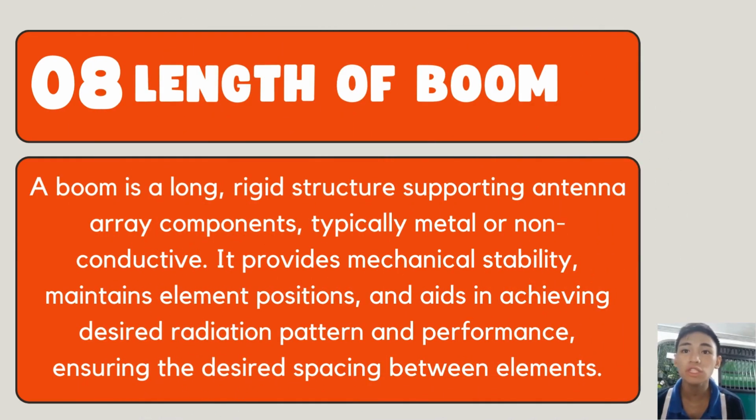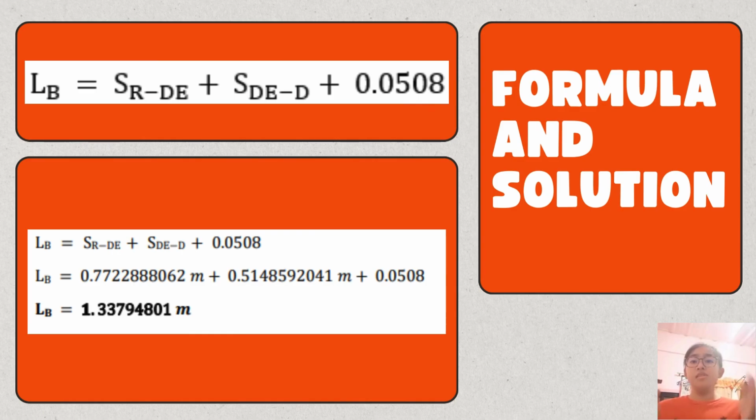A boom is a long rigid structure supporting antenna array components, typically metal or non-conductive. It provides mechanical stability, maintains element positions, and aids in achieving desired radiation pattern and performance, ensuring the desired spacing between elements. To solve this, we have the formula spacing from reflector to driven element plus spacing from driven element to director plus 0.0508. The final answer is 1.33794801 meters.